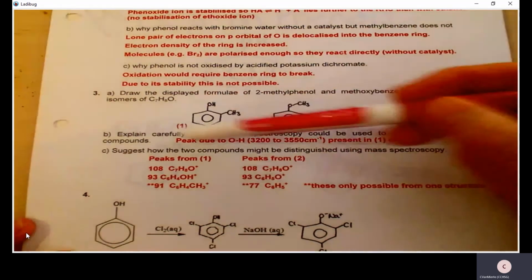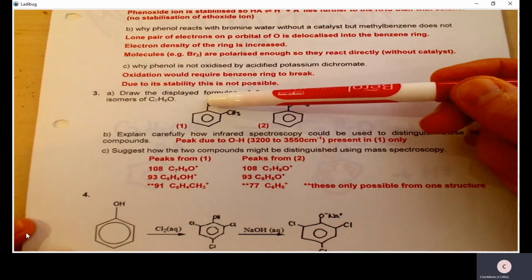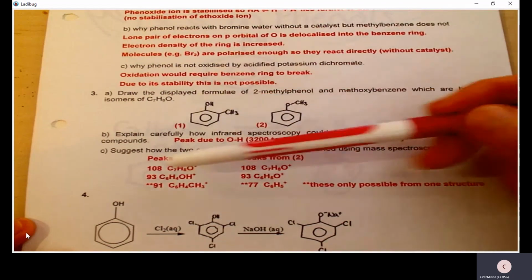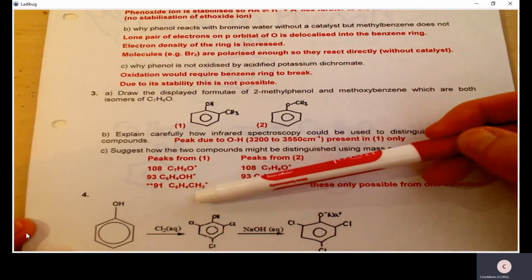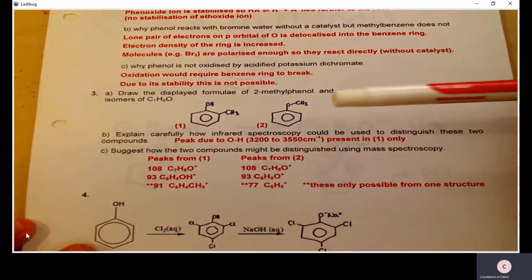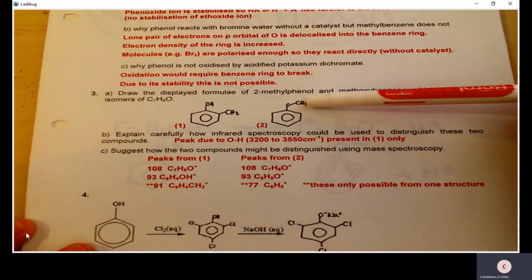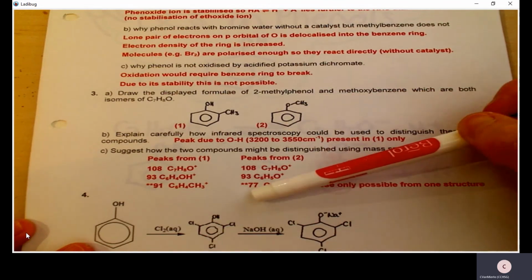So going back to this one, instead of removing a methyl group, we could remove the OH group. So it means we've taken off 17. So take 17 away from 108 and we get a peak at 91. And we say what the fragment's due to, and we make sure we have a positive charge. And then this side, we can take off the whole CH3O, and once we do that, we're left with C6H5+, which will be a mass of 77.